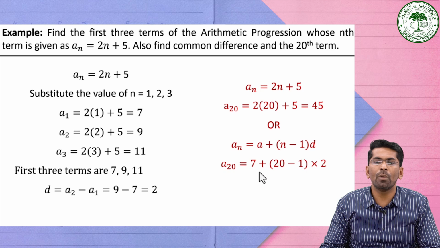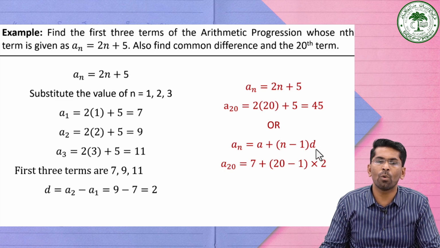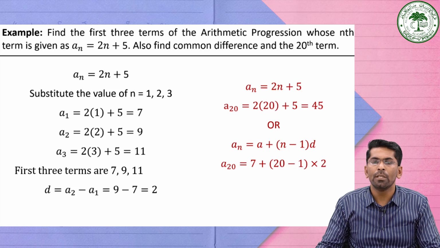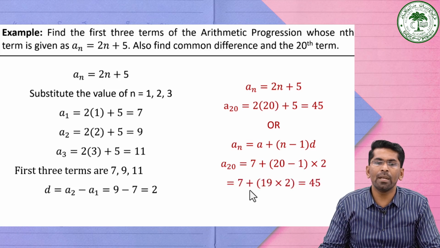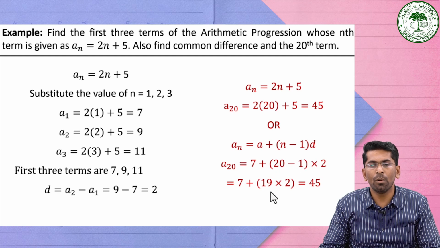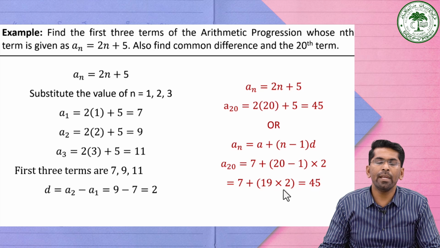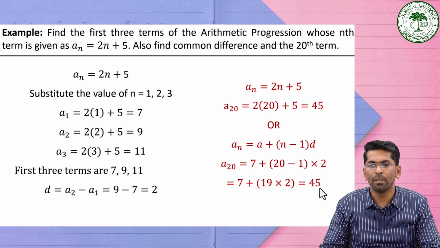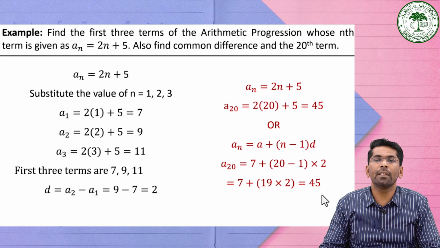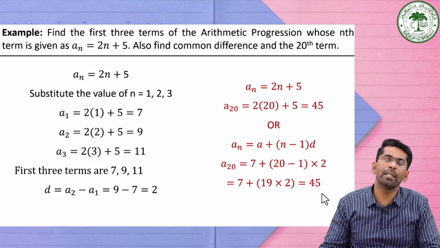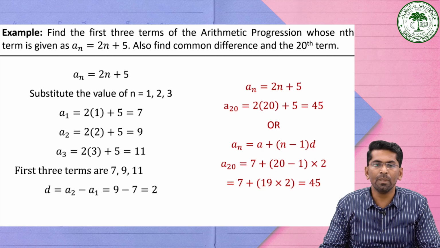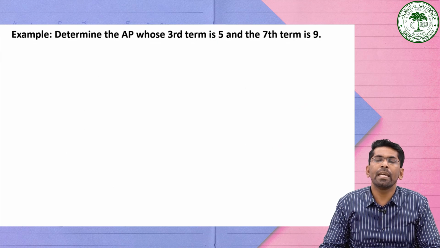So here n is equal to 20. So it is 20 minus 1 into the common difference, which is equal to 2. Then we can simplify it: 7 plus 19 into 2, which will be 38 plus 7, which is equal to 45. So here also we found it is 45. So the 20th term of the given arithmetic progression is 45. In these two ways we can find the 20th term, or nth term, of an arithmetic progression. Now consider the last example.